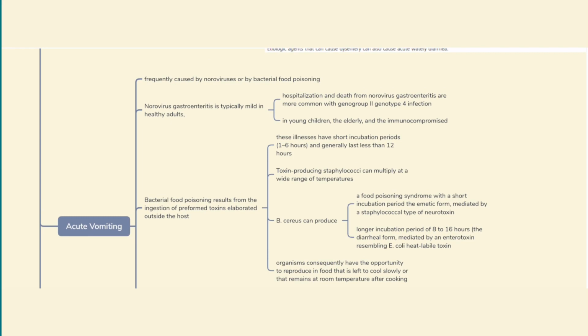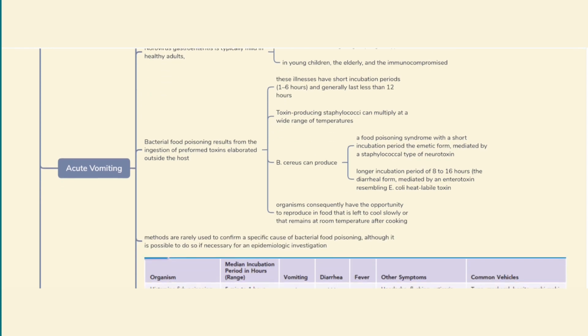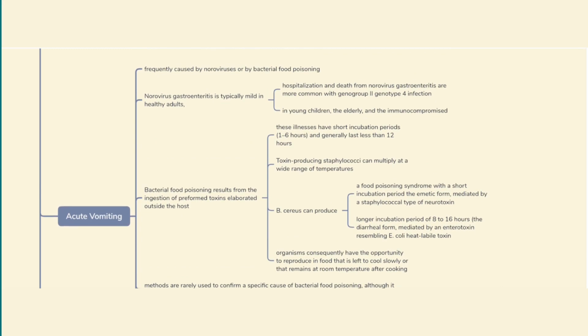First of all, norovirus gastroenteritis. Typically it's mild in healthy adults. Hospitalization and death are more common in specific genotypes, which are 2 and 4. And in young children, the elderly, and the immunocompromised, we can find high mortality and hospitalization from norovirus. The acute vomiting caused by norovirus can give us metabolic effects and dehydration, which can lead to the hospitalization and death of our patients.